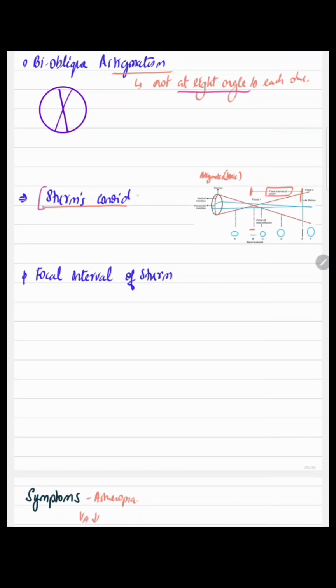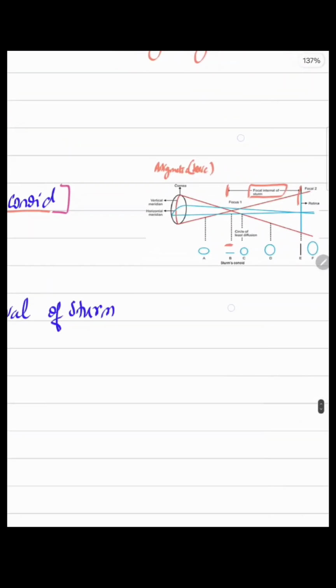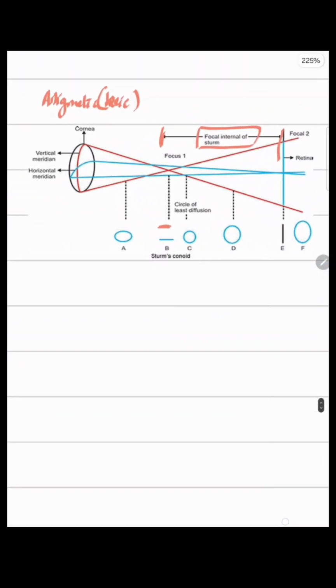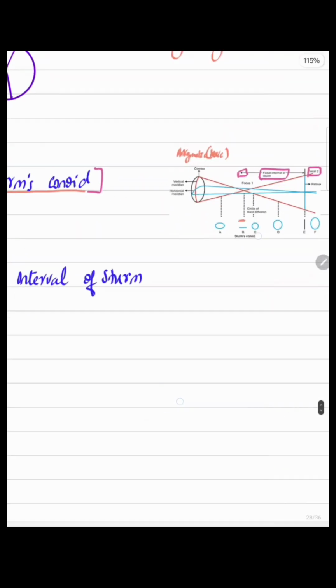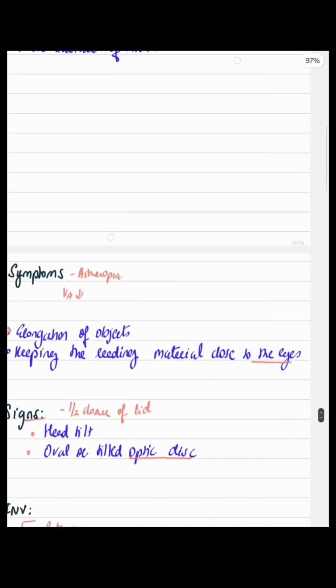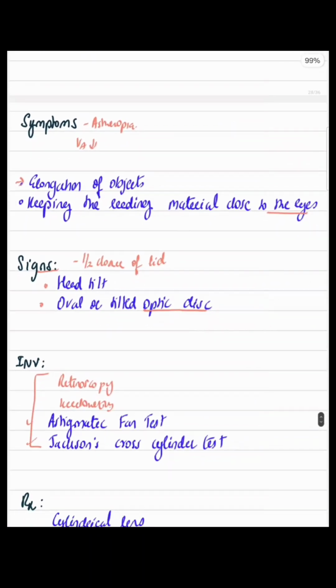Next is Sturm's conoid. Sturm's conoid is the configuration of rays refracted through an astigmatic, that is toric surface. And the distance between the two focal lines is known as the focal interval of Sturm. Now, symptoms of astigmatism include asthenopia, decreased visual acuity, blurred and defective vision, elongation of objects. The patient will keep the reading material as close to the eyes as possible.